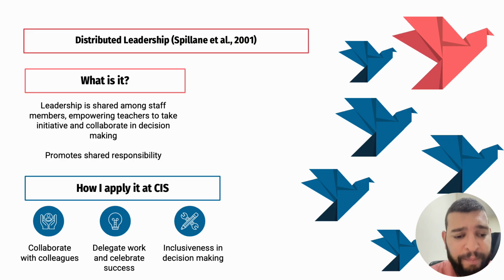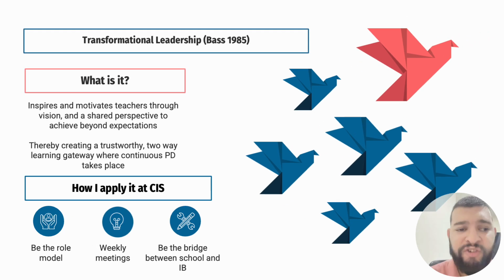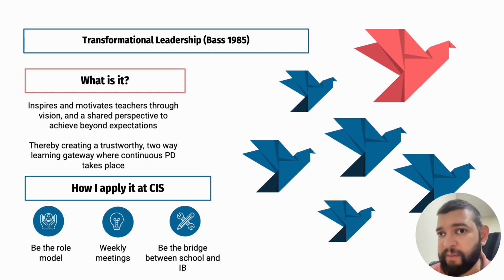And third is by inclusiveness in decision making. The last one is transformational leadership. As the name suggests, it is not just about being a leader, rather it is about transforming others who you are leading. And at CIS, we do so by being the role model, weekly meetings, and by being the bridge between the school and the IB.